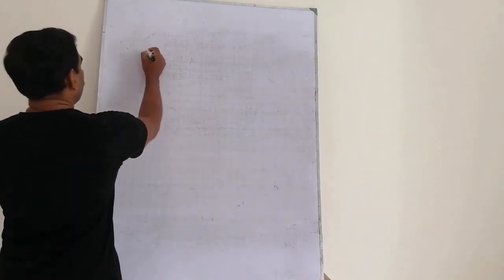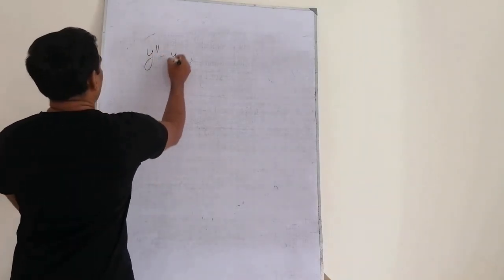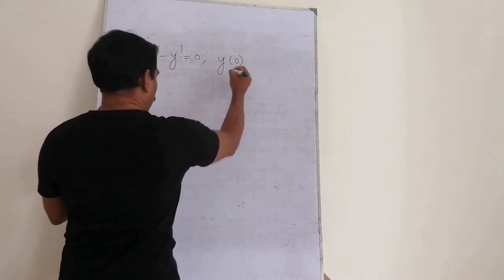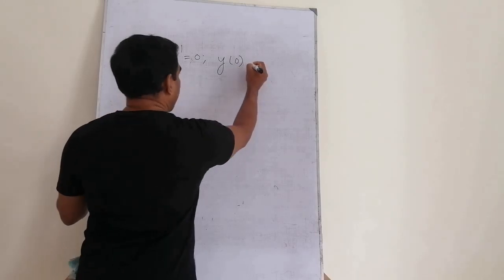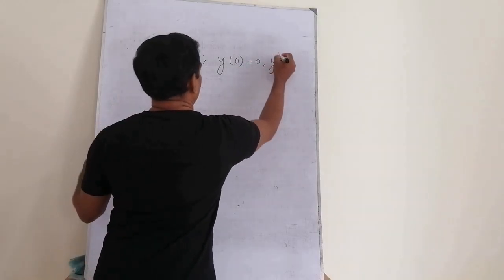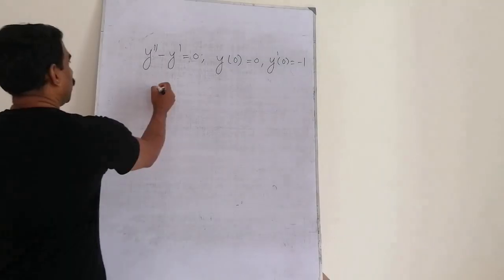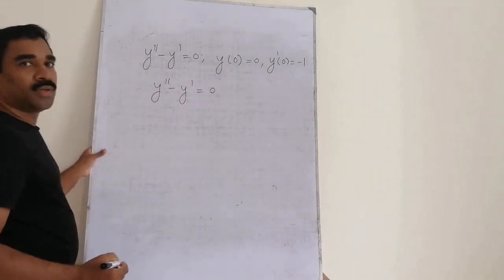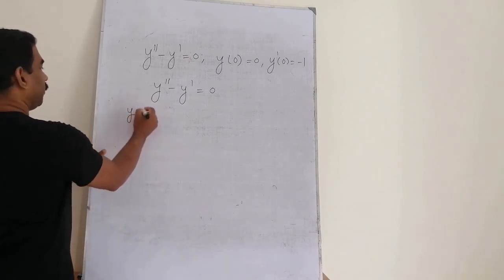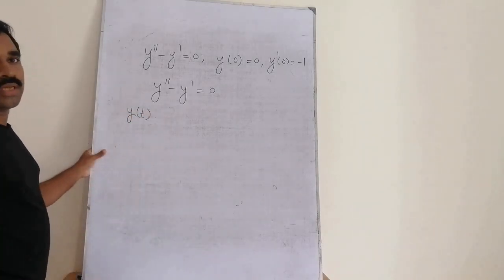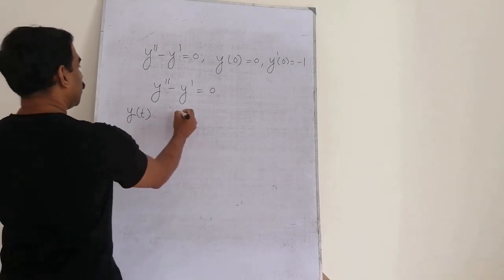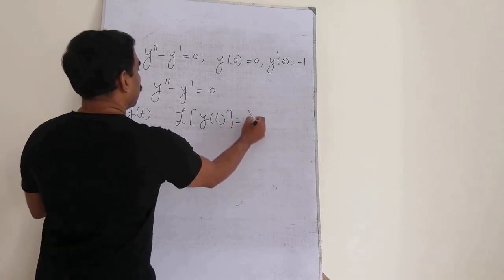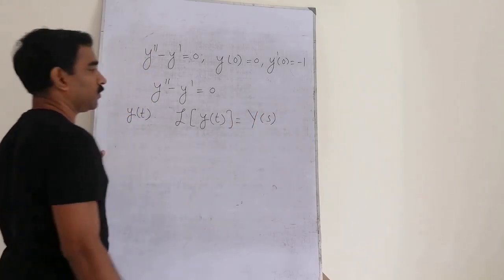Consider the differential equation y double dash minus y dash equal to 0 together with the conditions y of 0 is equal to 2, y dash of 0 is equal to minus 1. So the equation is y double dash minus y dash equal to 0. Suppose the solution of this equation is y of t. In the Laplace transform technique, instead of directly finding the solution, we will find the transform of this solution, L of y of t equal to, say, some function Y of s.